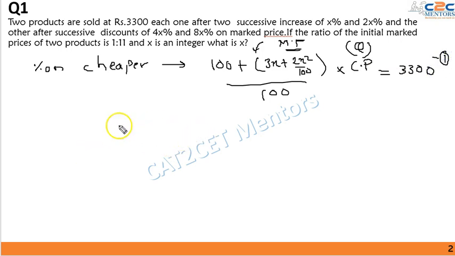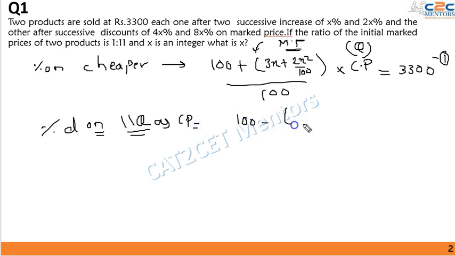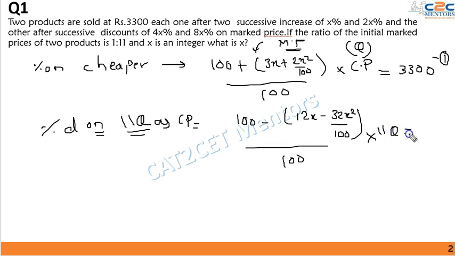Now similarly, the percentage discount on the product which has 11Q as cost price: 100 minus 12x minus 32x square upon 100, all upon 100, multiplied by 11Q is equal to 3300. This is my equation number 2.